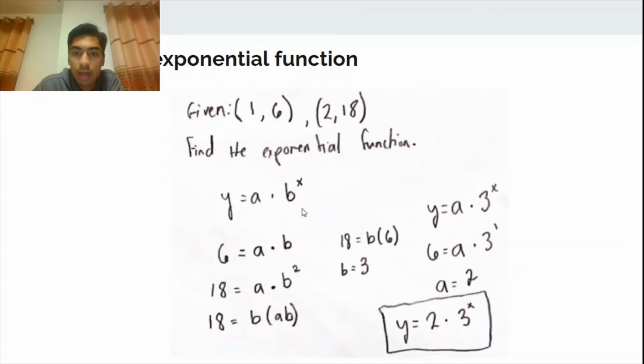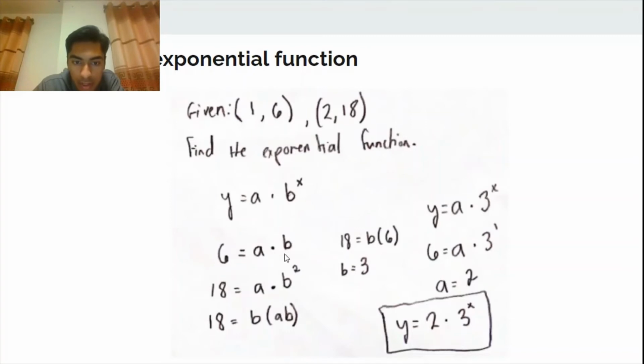And then we can substitute the second pair of coordinates in again. So what we get is 18 is equal to a times b to the 2. As we can see here, we substituted 2 in for x. And so what we can do here is factor out this b, and then we get b times a times b. And we know that this is equal to 6 from substituting in the first coordinate pair.